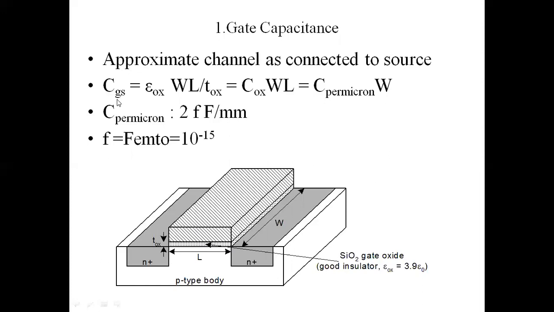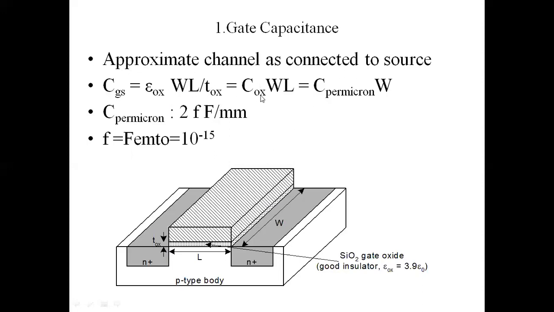The capacitance present between the gate and source is given by epsilon OX W L divided by TOX. What is epsilon OX? This is the permittivity of the oxide layer. What is W? W is the width of the channel, and L is the length of the channel present in the MOSFET. And TOX is the thickness of the oxide layer present in the MOSFET. So CGS is given by epsilon OX W L by TOX.